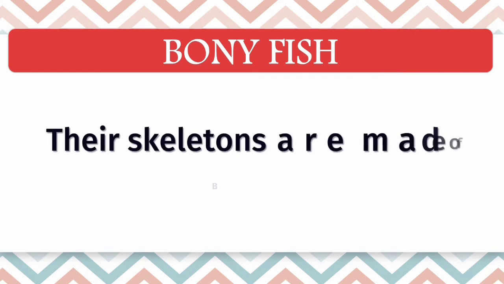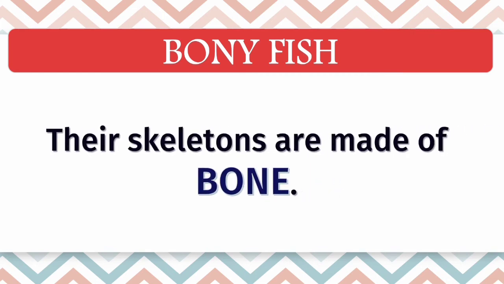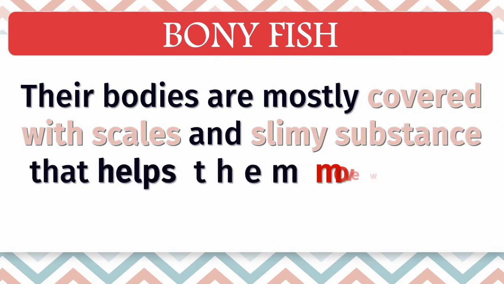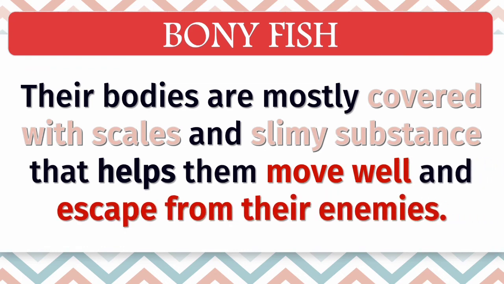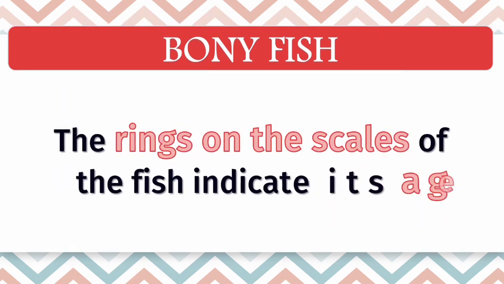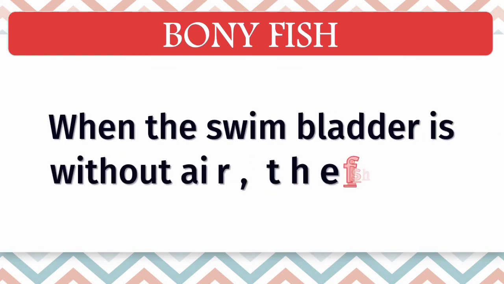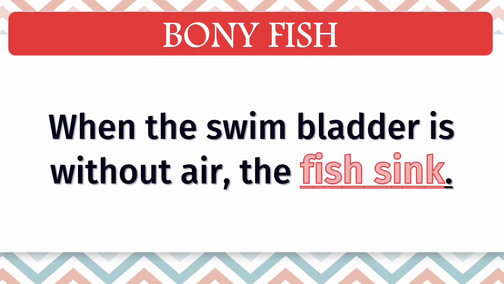Next, we have the bony fish. Their skeleton is made up of bone. Their bodies are mostly covered with scales and a slimy substance that helps them move well and escape from their enemies. The rings on the scales of the fish indicate its age. They have swim bladders that fill up with air. When the swim bladder is without air, the fish sink.